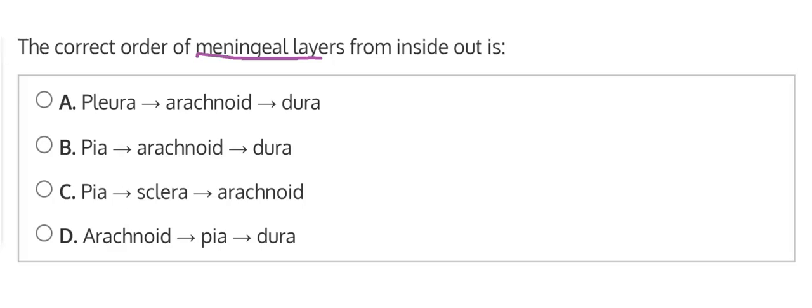Something that might help you remember more about the meninges is if you think about meningitis, it's the inflammation of the meninges, which is an infection in the brain and can cause serious complications neurologically. But for this question, we want to find the order of the meninges.